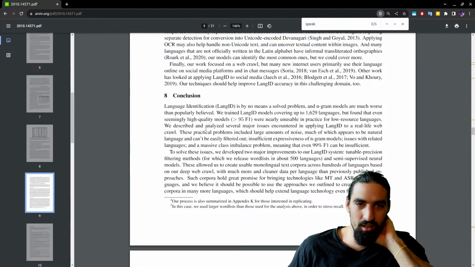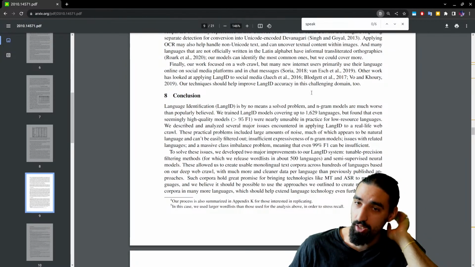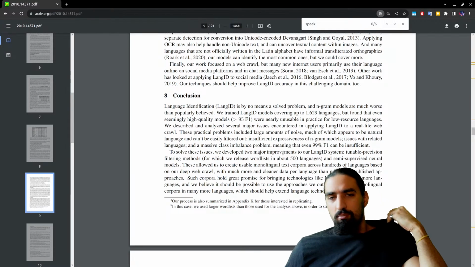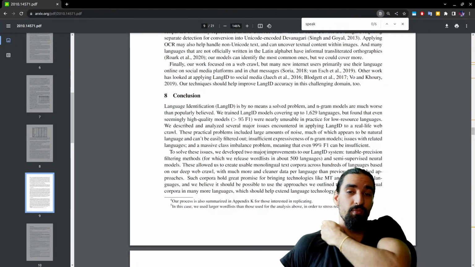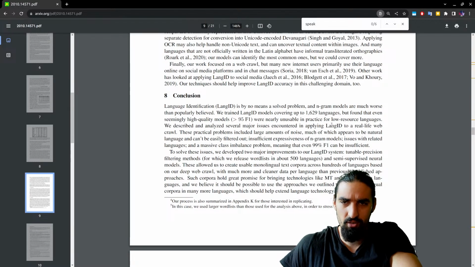Okay. And then conclusion: language ID is by no means a solved problem, that's why we're reading this. And N-gram models are much worse than popularly believed. We trained LangID models covering up to 1600 languages, but found that even seemingly high quality models were nearly unusable in practice for low resource languages.